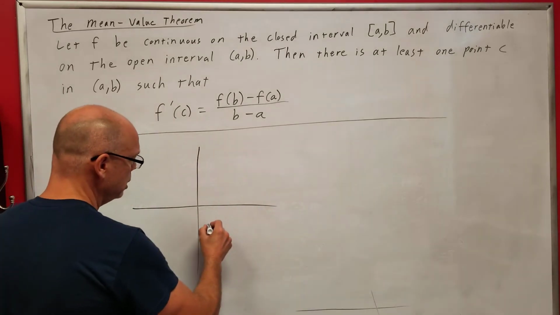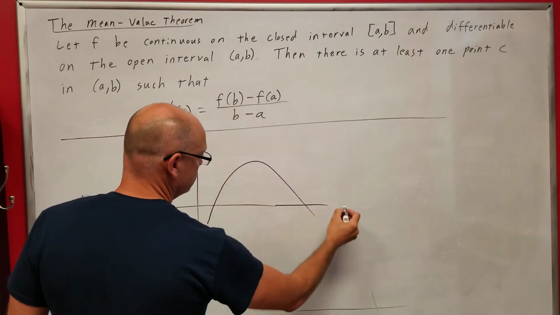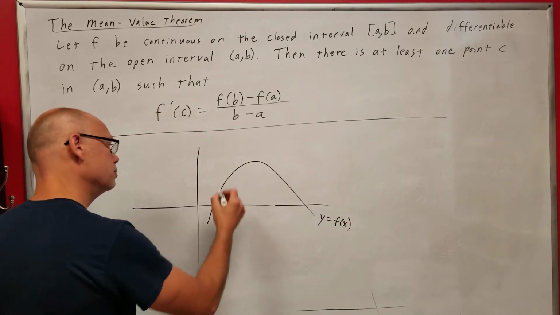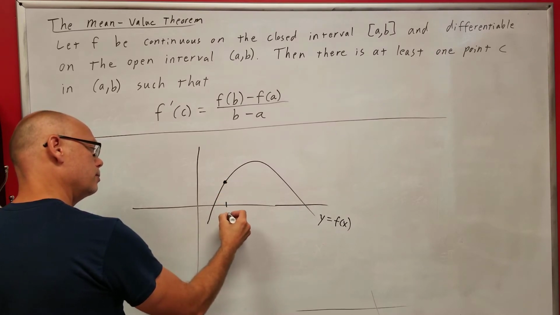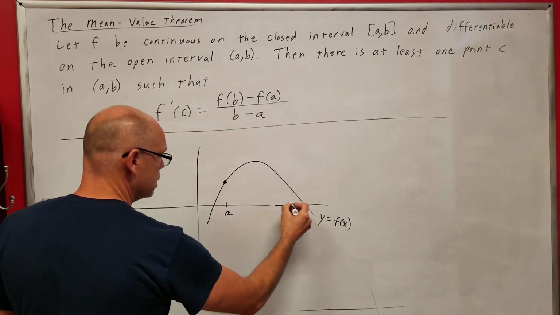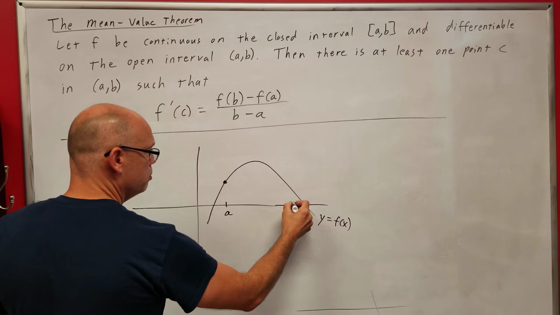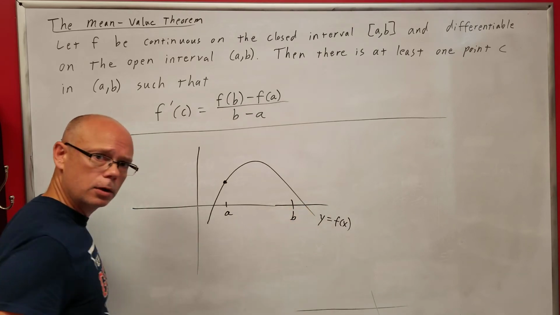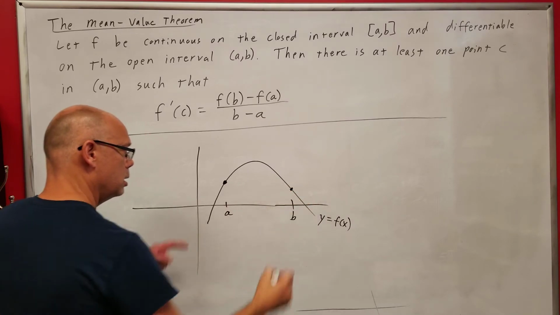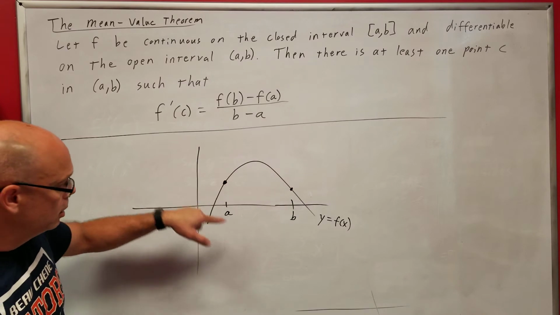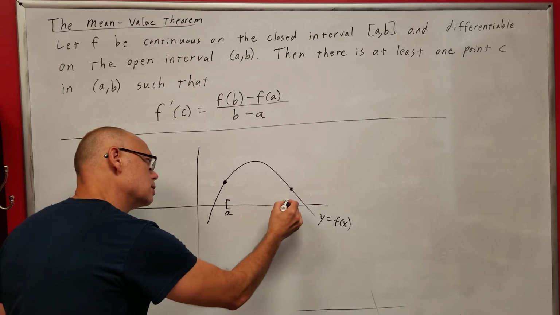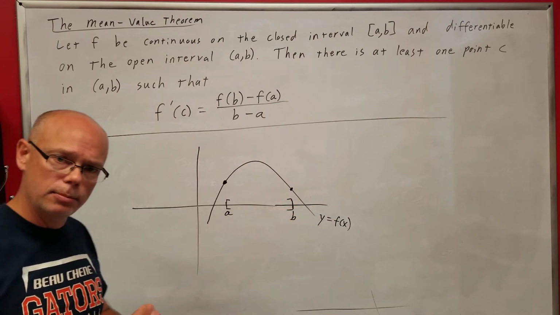Let's suppose I have some kind of function here, f, y is equal to f of x. And let's say that we have a right here, and maybe we have b right here. So here is f of a up here, here is f of b right there. And we're looking at this closed interval right here from a to b.